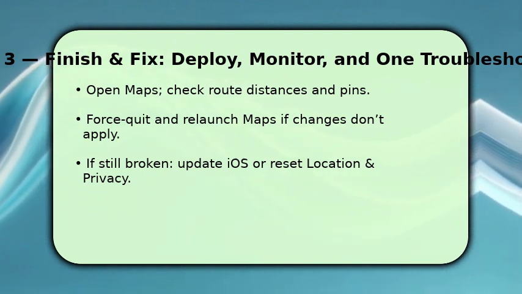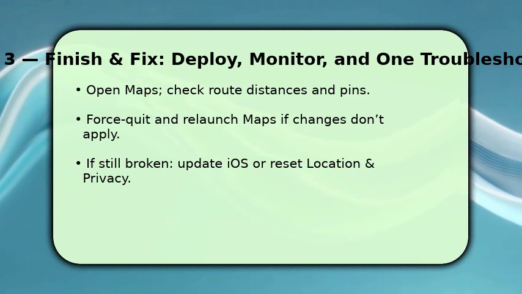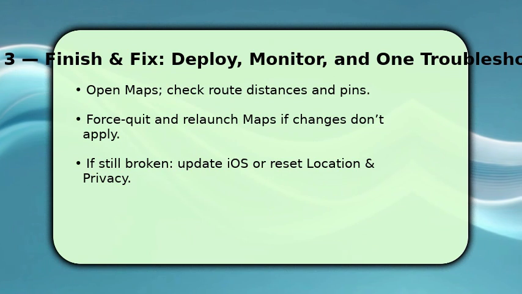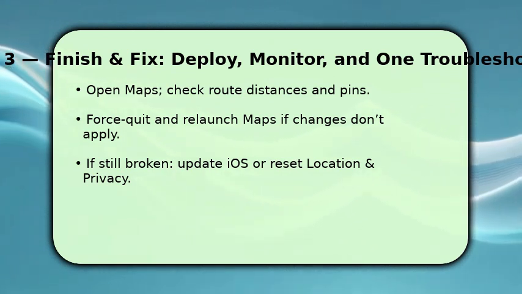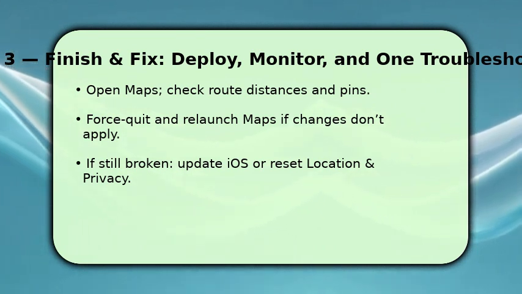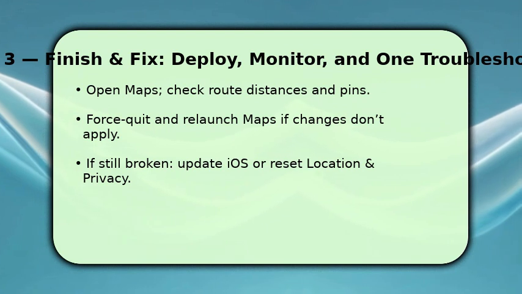If that fails, change your region measurement to metric, restart the phone, and update iOS. These steps resolve most conflicts. One key troubleshooting tip: reset location and privacy under Settings, General, Reset if Maps still ignores unit preferences. This clears permission glitches that can block settings.